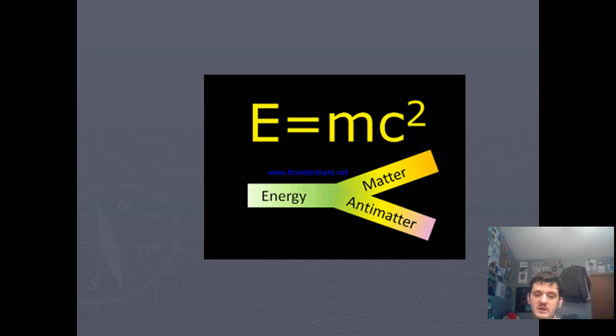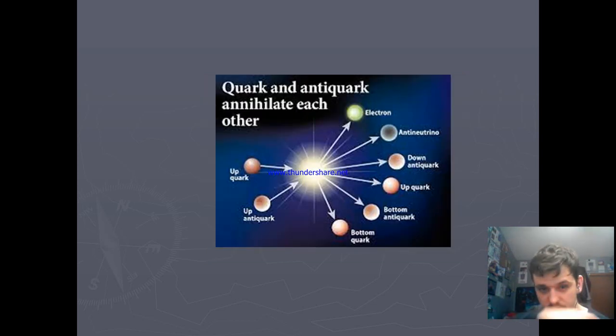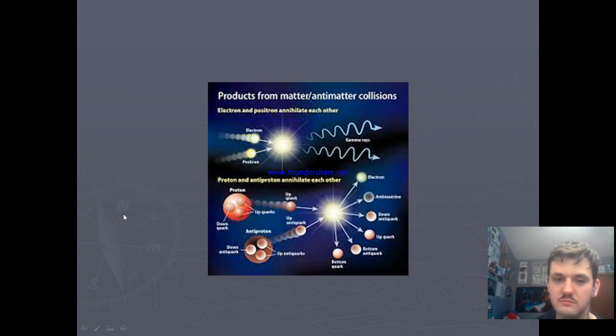Okay, so you can see that, what about antimatter electricity? So if electricity goes from negative to positive, I guess you can call that positricity, I guess. But I guess antimatter electricity, which is so-called, because you can call it positricity, it will probably go from positive to negative. Yeah, quark and anti-quark annihilate each other, as you can see right here. And products from matter and matter collisions.